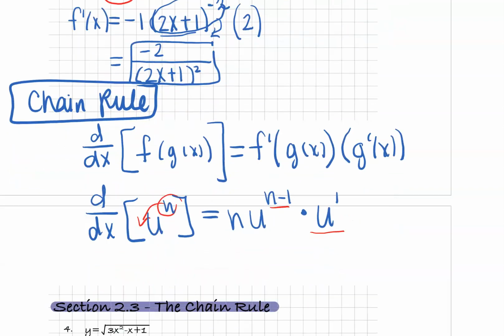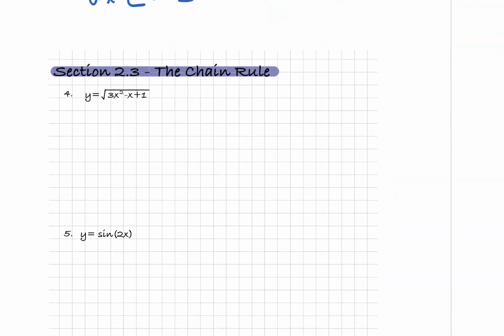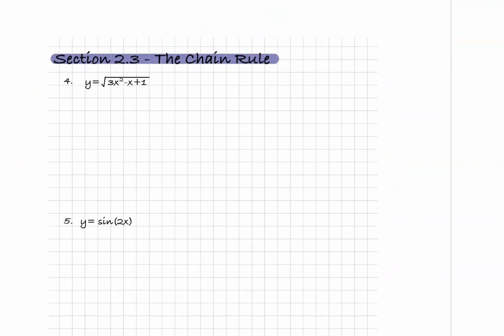So let's continue with our examples here. Here's example number 4. It says y is equal to the square root of 3x squared minus x plus 1.